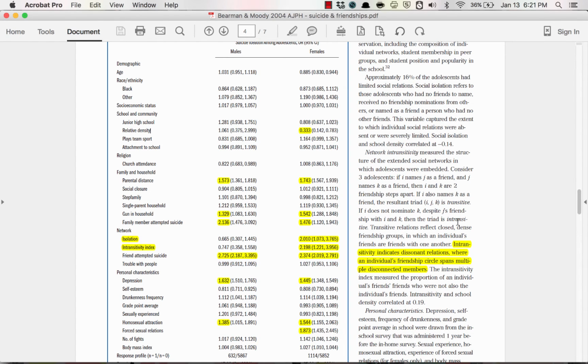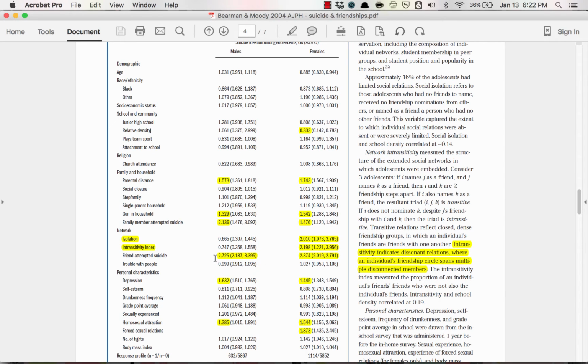Okay, that's not a very cohesive social network. If you're friends with people who don't hang out together, who don't talk to each other, who aren't friends, then your social time is sort of split up among those people. The more that's the case, again, the higher the likelihood is that females will think about committing suicide.